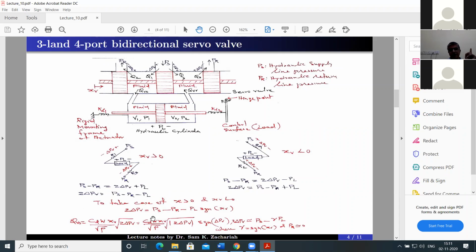The equation can be combined in a single equation by introducing the signum function of xv. Q is CdWxv by square root of rho, that is coming from the previous spool valve equation, multiplied by square root of 2 delta PV. One problem: if you put anything under the square root, when the sign of that particular term becomes negative, the square root will become a complex number. So we don't want that. So what we do, we take the magnitude, put the magnitude only under the square root, then the sign is taken outside.